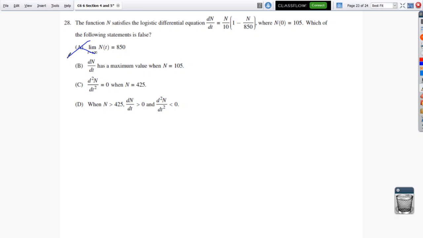dn dt has a maximum value when n equals 105. Let's see, maximum. No, that's not true. This is not true because the maximum value of the rate of growth is at half of 850, which is 425. B is wrong.